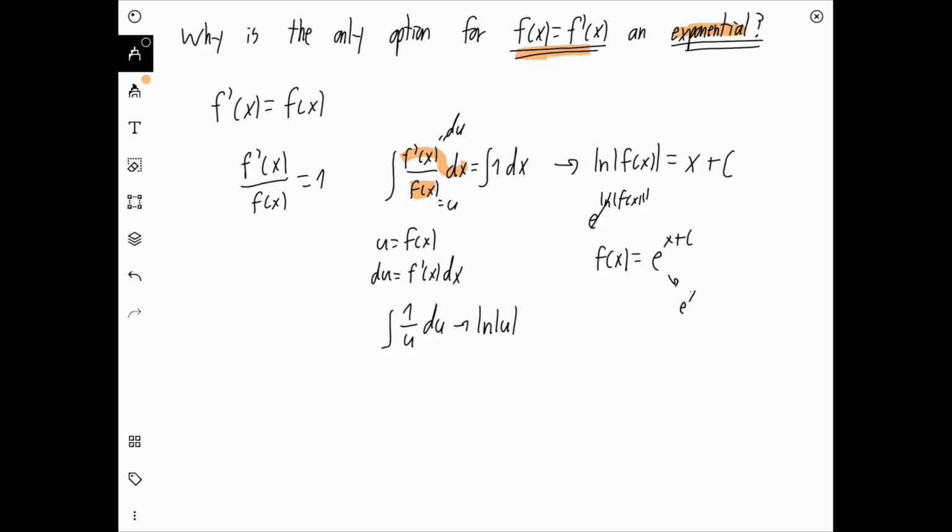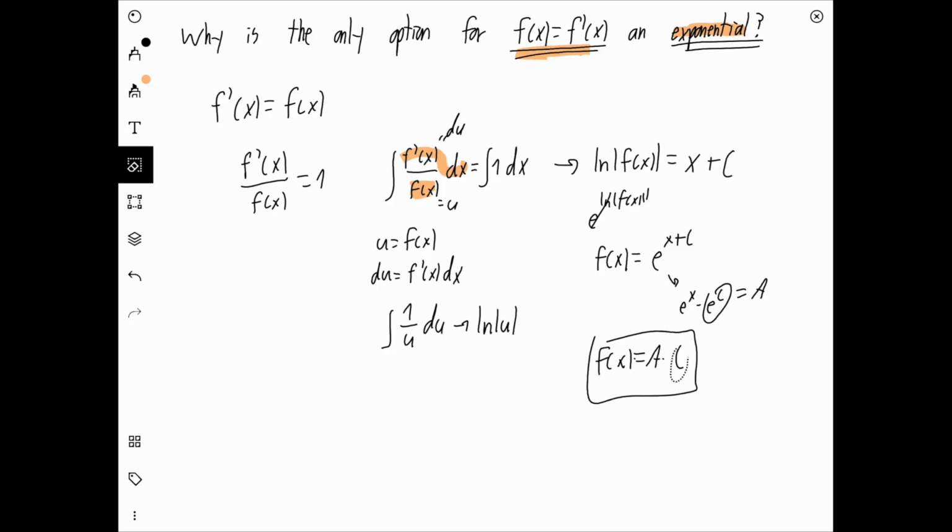This we can rewrite as e to the x times e to the c, and we can just rename this into a constant a, so that f of x equals a times e to the x. And this a also has a plus or minus, which I forgot to expand after the absolute value. So we can see that we get e to the x. It is the only way that a function can equal its own derivative because it's the only solution to this equation. But here we're already assuming that we know what e to the x is.